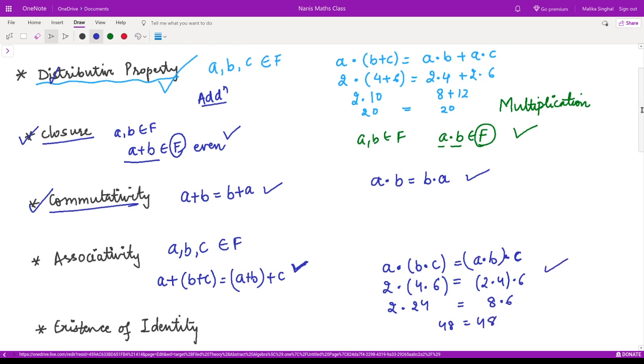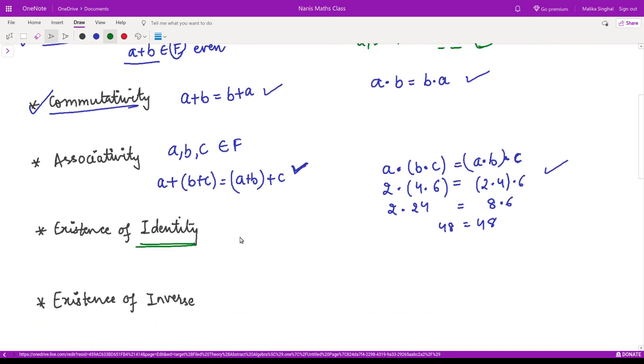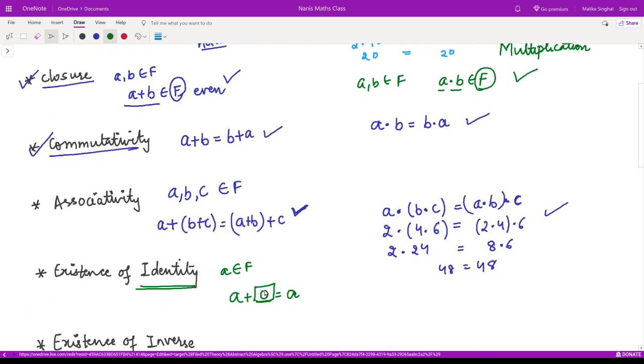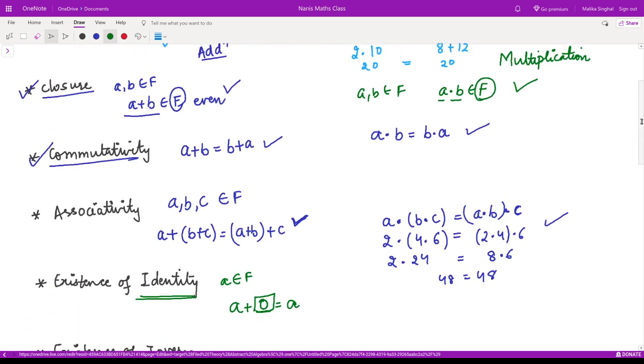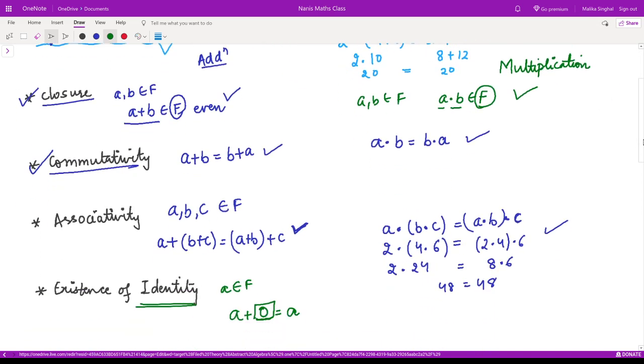You may check this. So now let us move on to checking the existence of identity, both in case of addition and in case of multiplication. So if I have any number a in the field, what should I add to this so that I get a again? And this number should be in the set. So clearly you should add 0, then obviously you will obtain a. So let us see if 0 belongs to the set. Yes, it does. So we have our additive identity with us, 0 as the additive identity.